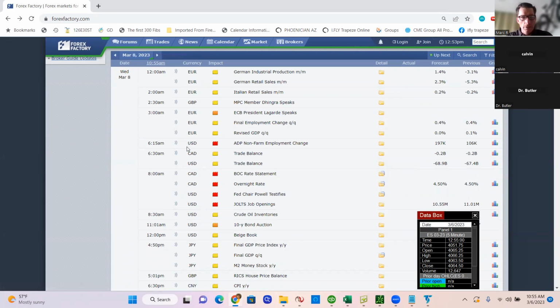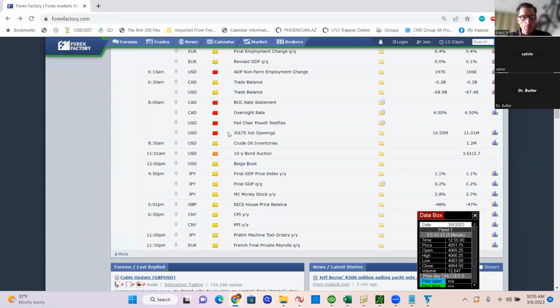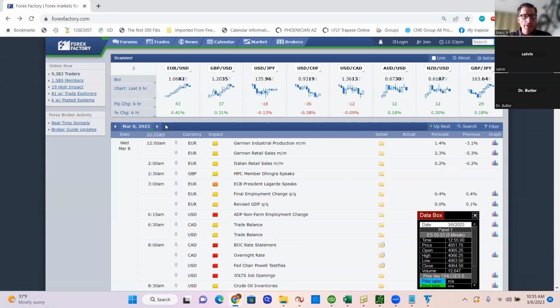Okay. Wednesday, we got ADP non-farm payroll, red folder, relevant. So you'll likely see some significant price movement in the chart. 6:15 a.m. Eastern, 8 a.m. Eastern. Bank of Canada. So unless you're trading Canadian dollar, you don't probably need to worry too much about that. But Fed Chair Powell, and there's a jobs report, 8 a.m. on Wednesday.